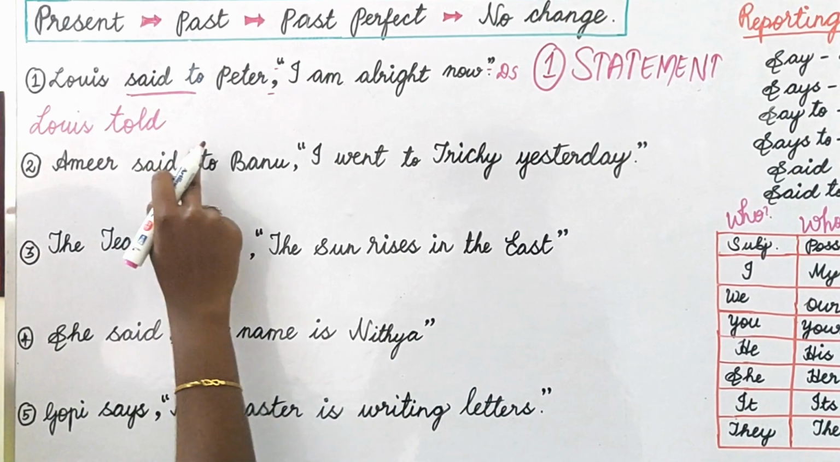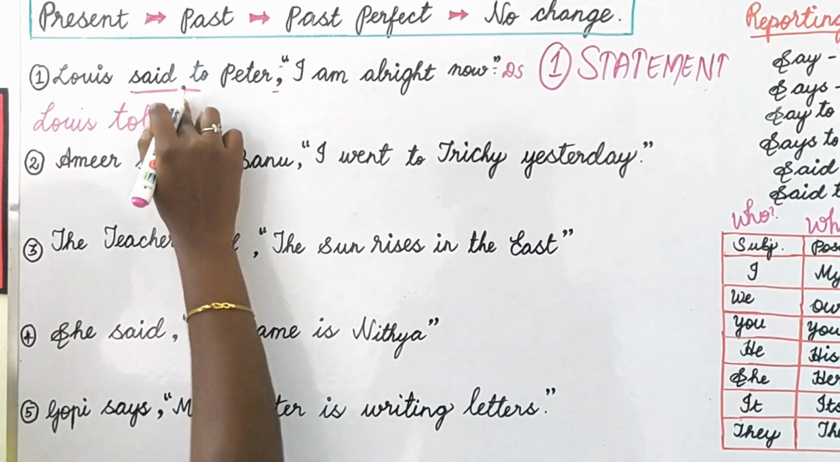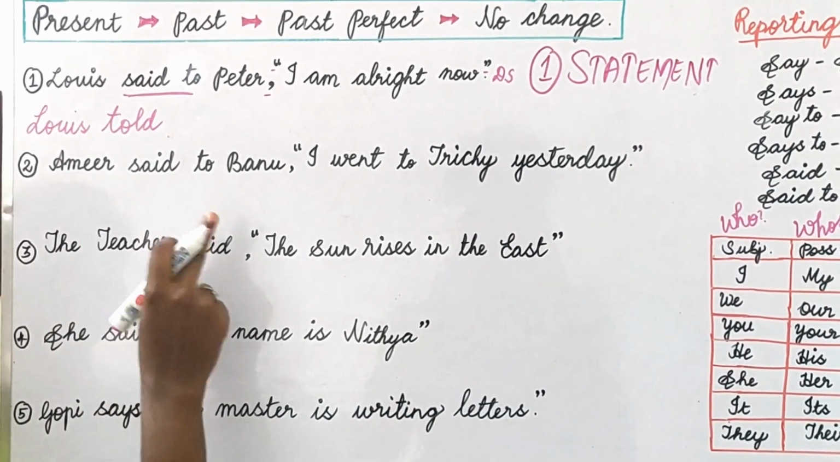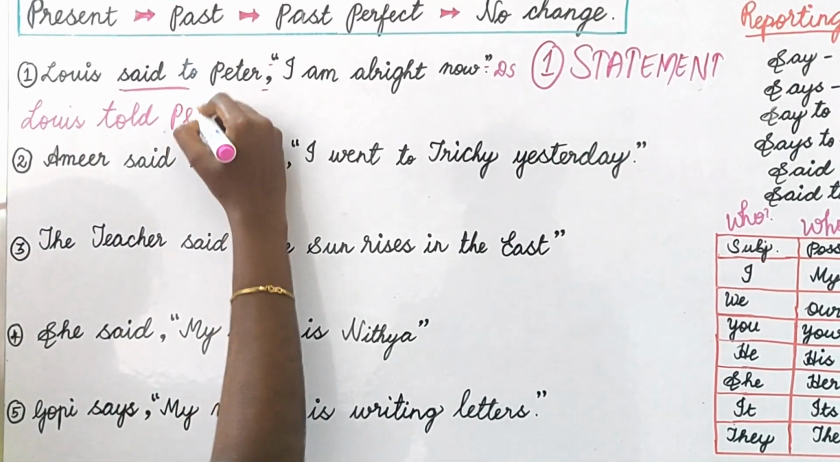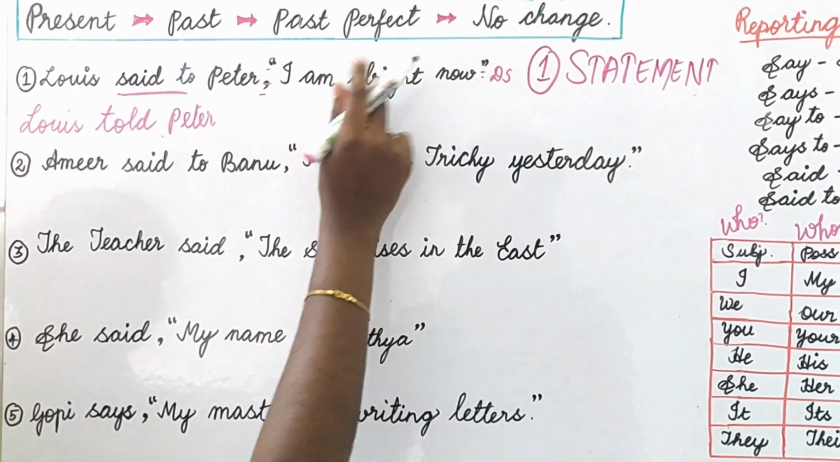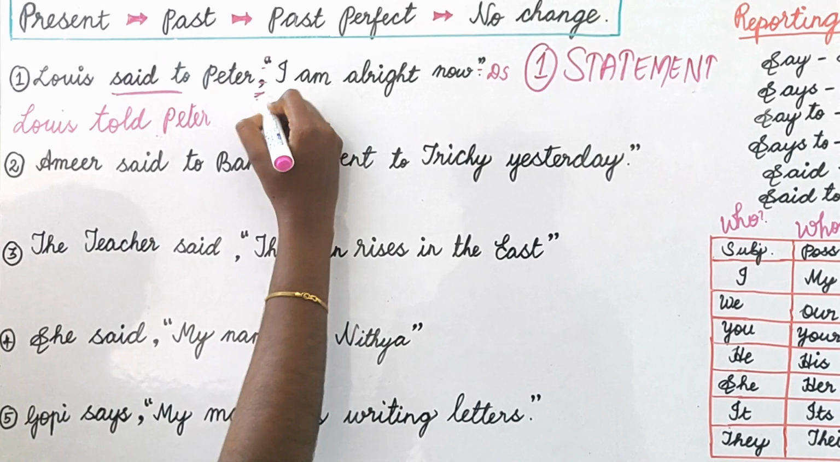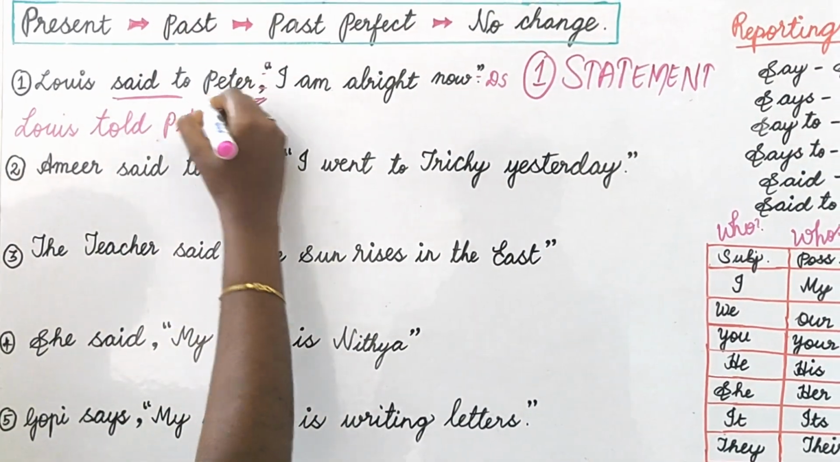Listen viewers, you should not add "to" after "told". This is very important and this is a common error which many are making. So, "Louis told Peter," and what will we do? We will remove all the punctuation marks when we convert into indirect speech. Instead of this comma, what is the conjunction we add? I told you, isn't it?